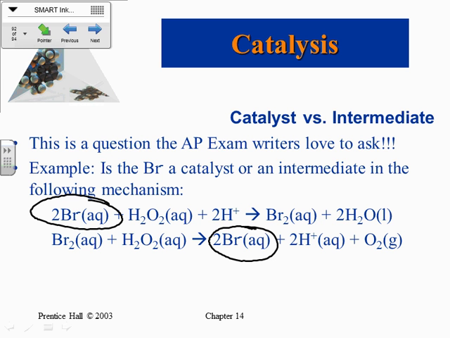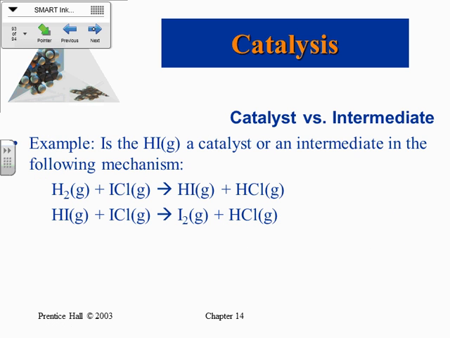And notice what this reaction is. This is the decomposition of hydrogen peroxide using bromine. So that goes back to the elephant toothpaste thing I was talking about earlier. So that's kind of the idea of the difference between a catalyst and an intermediate. Let me see if I have any more examples here.